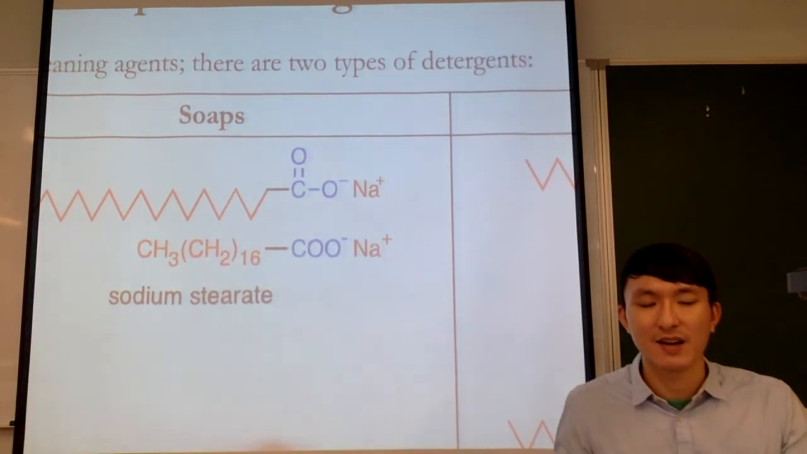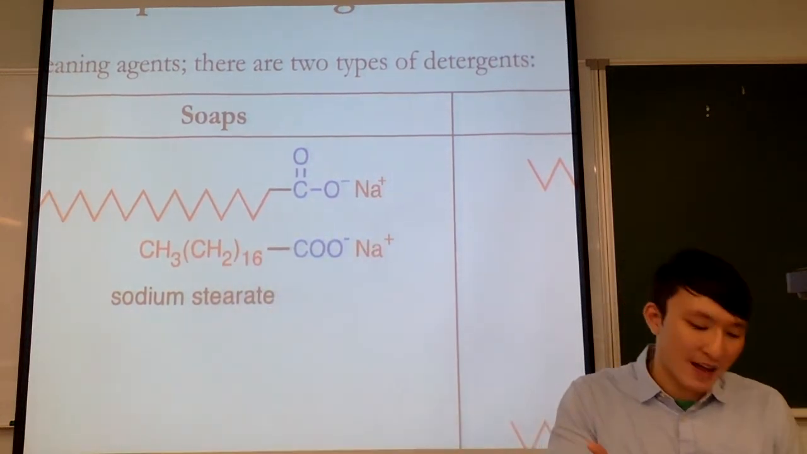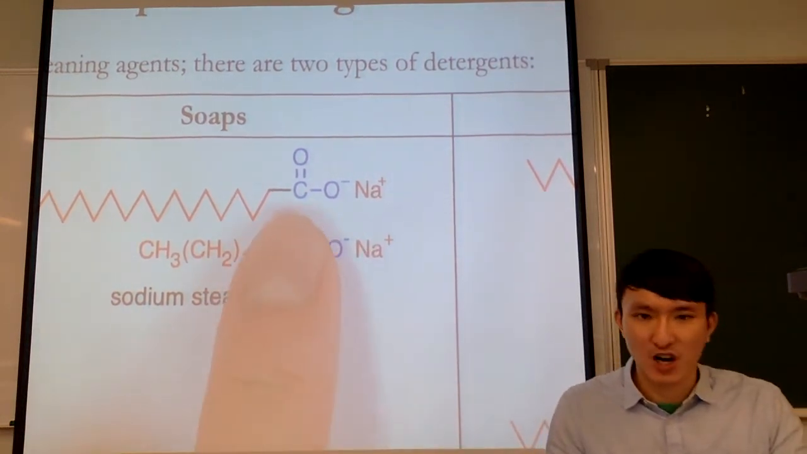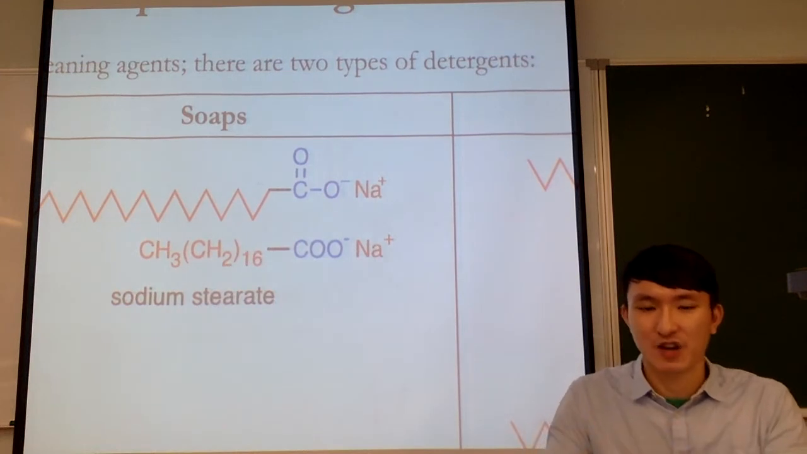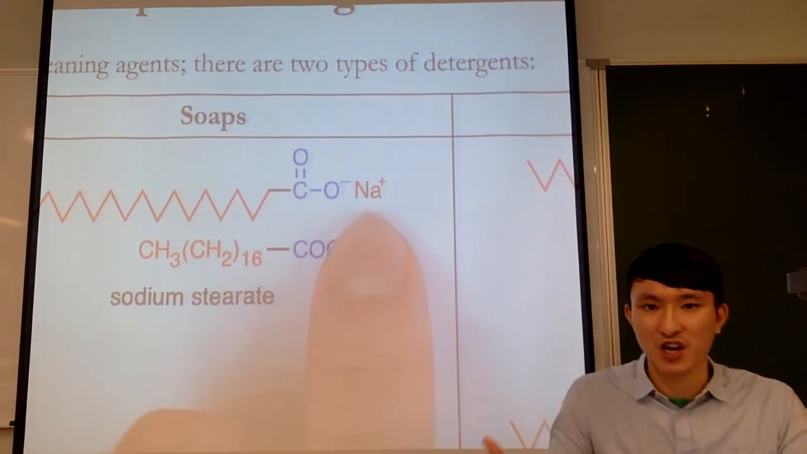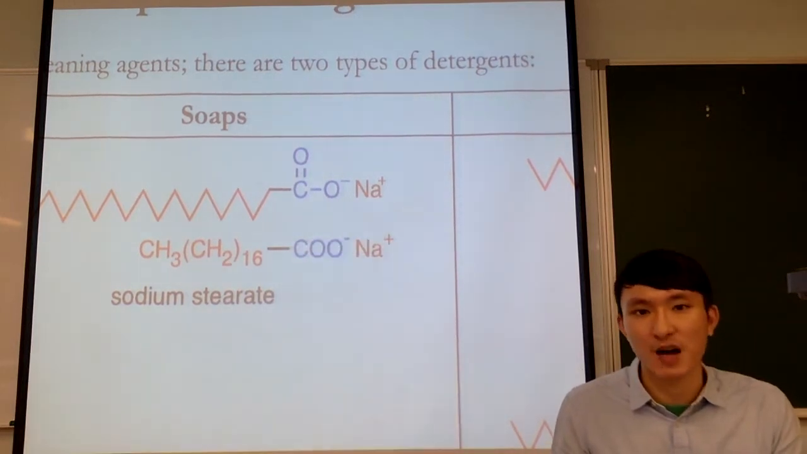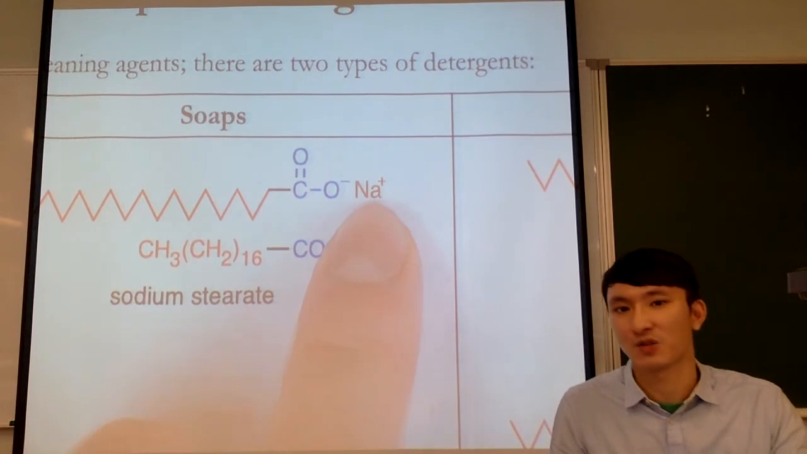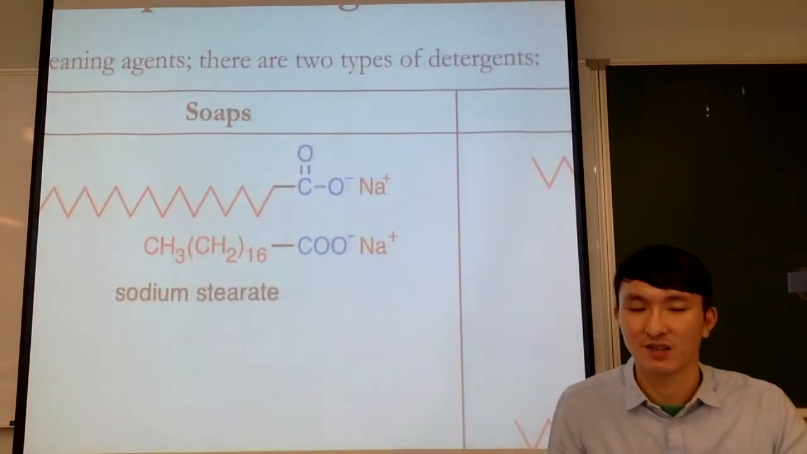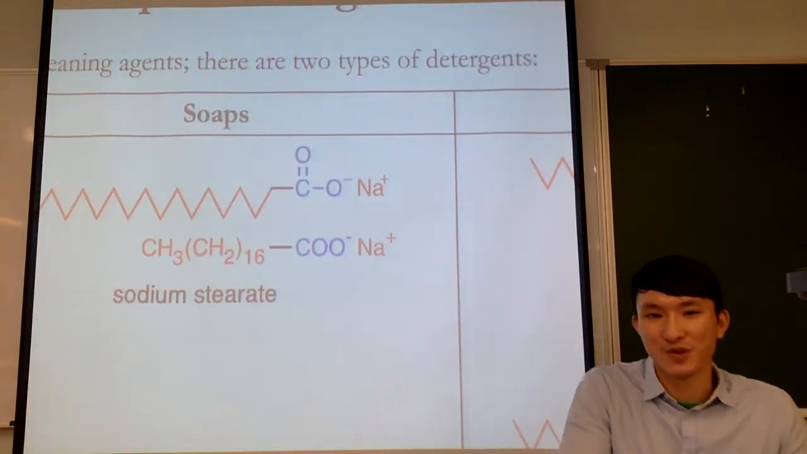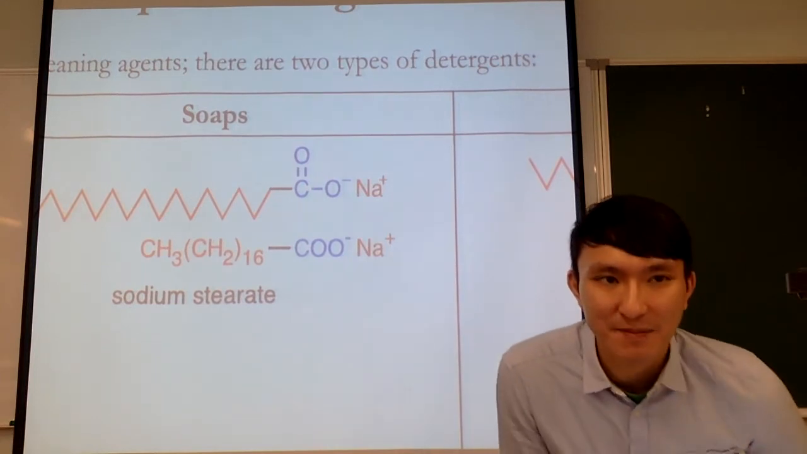And also, if you have a negative charge, you cannot just hang around with a negative charge. You must have a positive charge to balance the charge, right? So very often, this one is a sodium ion or potassium ion. Just make sure you choose a group 1 metal ion so that it is always soluble in water. Because if it is not soluble in water, how can you clean?